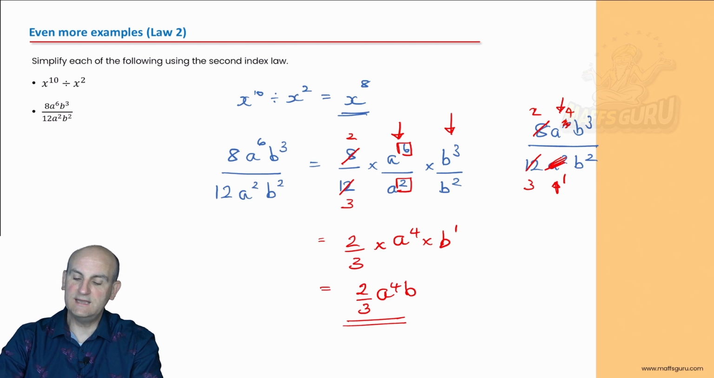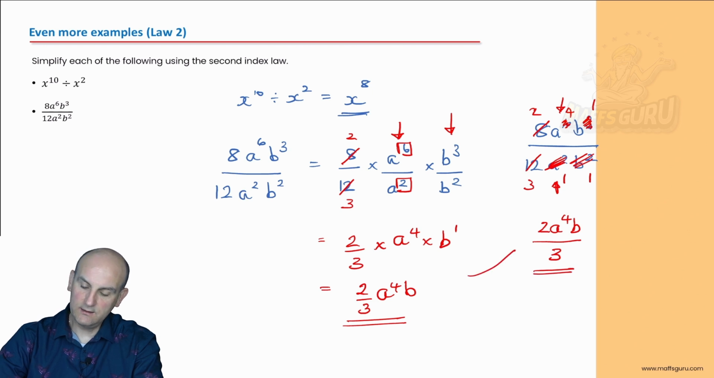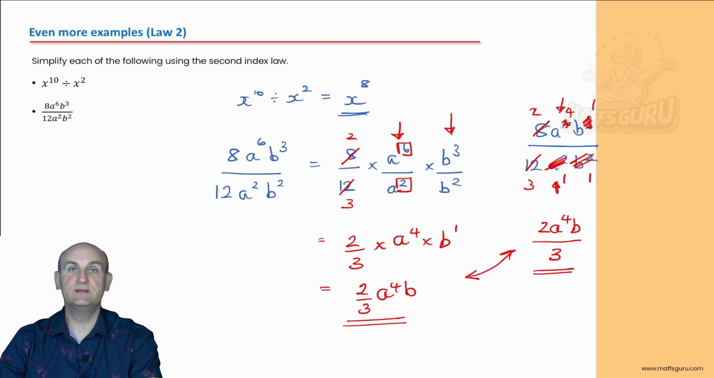Likewise, we've got 3 B's on the top and 2 B's on the bottom. So 2 of those are going to cancel and become 1. And we're going to take away 2 from there to give me 1. And what do we end up with? Exactly the same: 2 a to the power of 4 b, all divided by 3. And again, these 2 here are exactly the same.